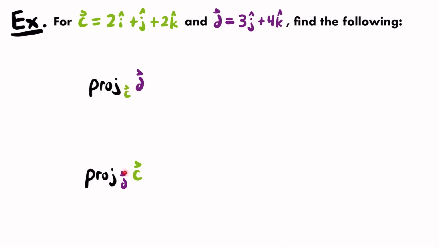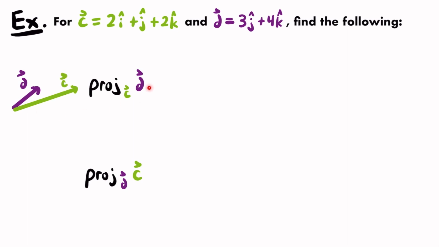Whichever vector is the subscript of projection is the vector that we are projecting onto. The vector that is not part of the subscript is the vector doing the projecting. All right, so let's draw a picture for these two projections so you can see the difference in the vectors that they represent. All right, so let's say that this is vector d, and I'll label it as such, that's vector d. And let's say that this is vector c.